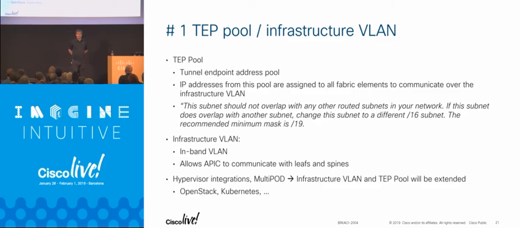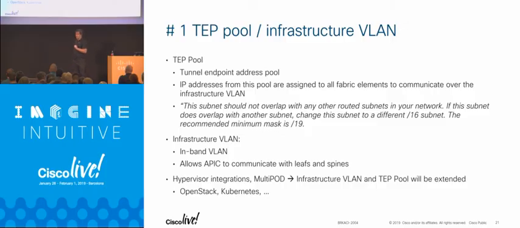What we will also need is an infrastructure VLAN. An infrastructure VLAN is our internal in-band VLAN to manage all those components, because switches still have VLANs. So it allows the APIC to communicate to leaves and spines. But what you need to be aware of is that while this infrastructure VLAN is normally unique within the fabric, there are occasions where you stretch the VLAN out of the fabric. For example, in hypervisor integrations such as OpenStack and Kubernetes, we move that infrastructure VLAN outside of the fabric.